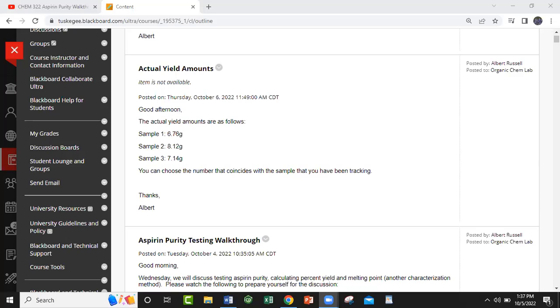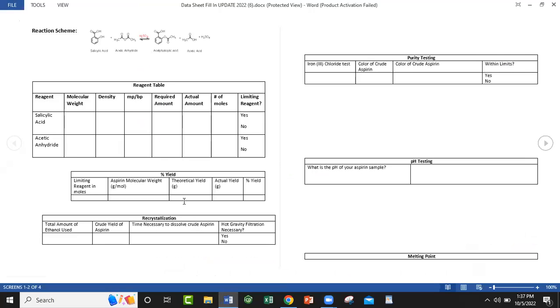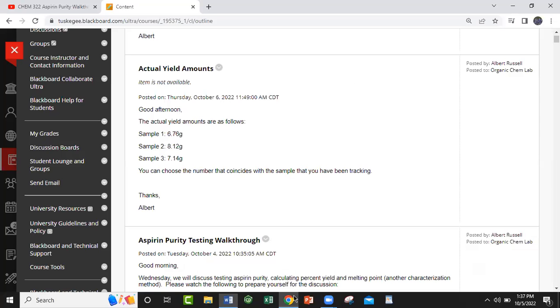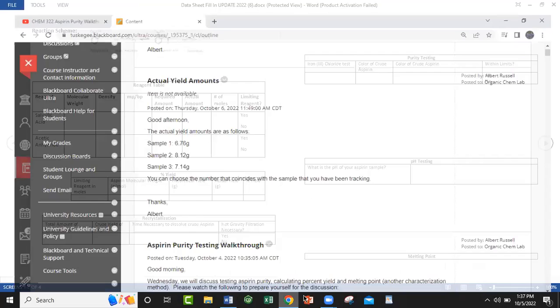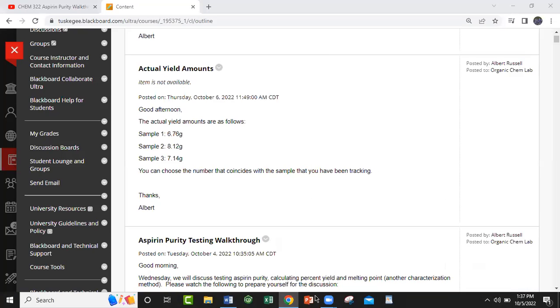These numbers are in the chat, and on the Word document right here where it says actual yield, you pick one of those numbers to put there. Then you can calculate your percent yield based on that. The percent yield is actual over theoretical times 100. I'm going to put that in the chat too. So percent yield: actual over theoretical times 100. That's how you calculate that.